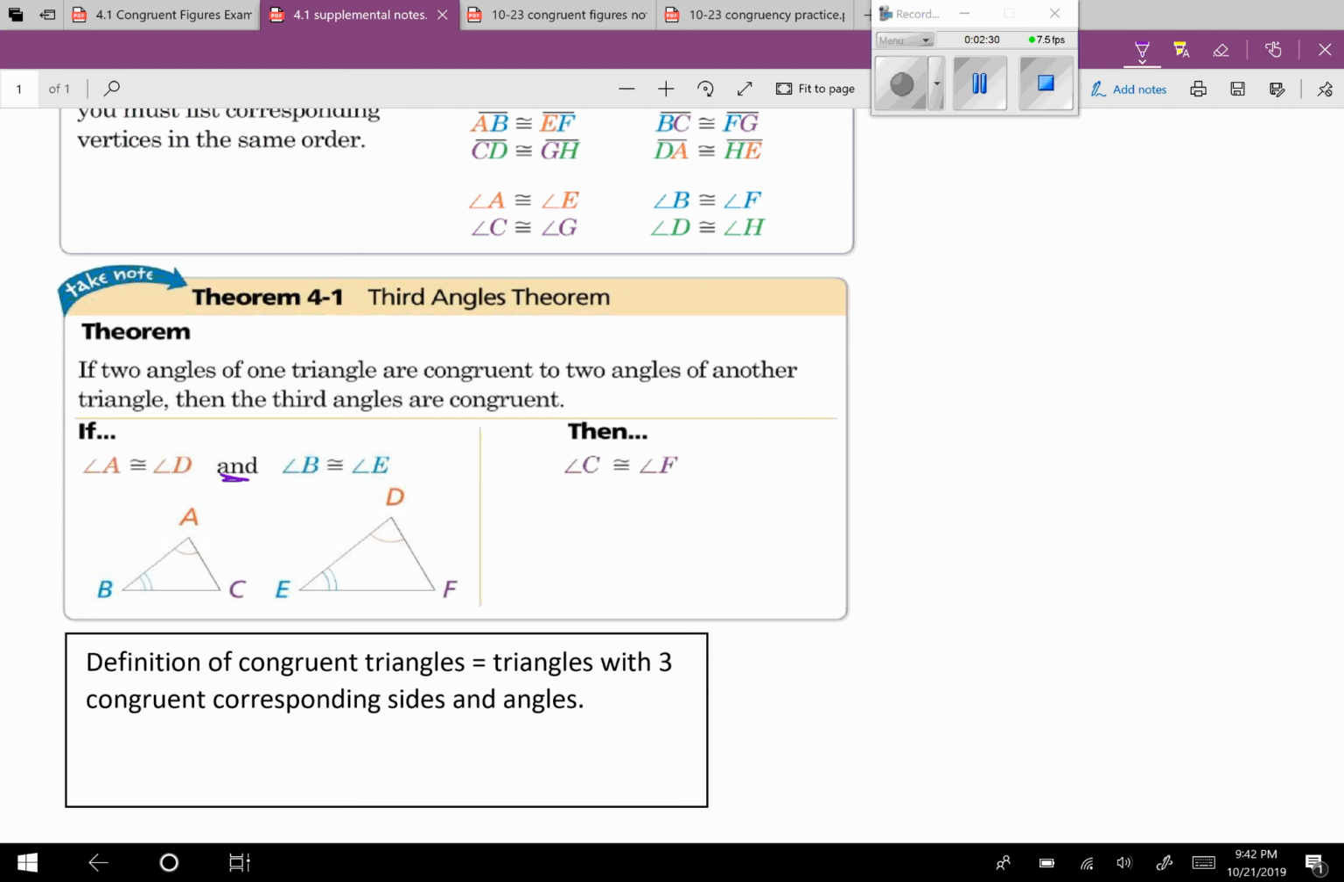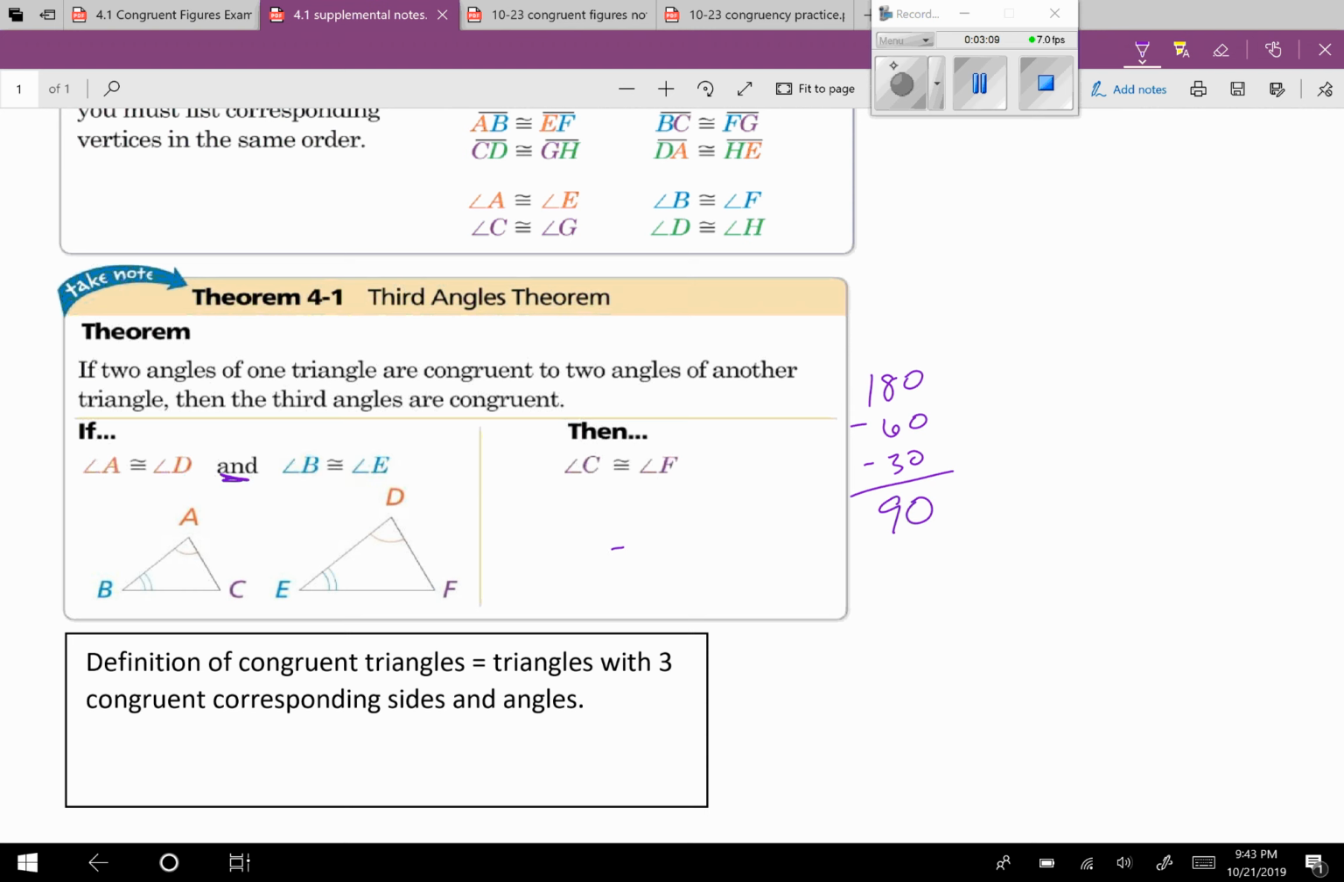Because think about it, let's say that angle A is equal to angle D, and they're both 60, right? And then angle B is equal to angle E, and let's say they are both 30. Well, in a triangle, the three angles add up to 180, so 180 minus 60 minus 30 is 90. There's no other number it could be, so both C and F would have to be 90.